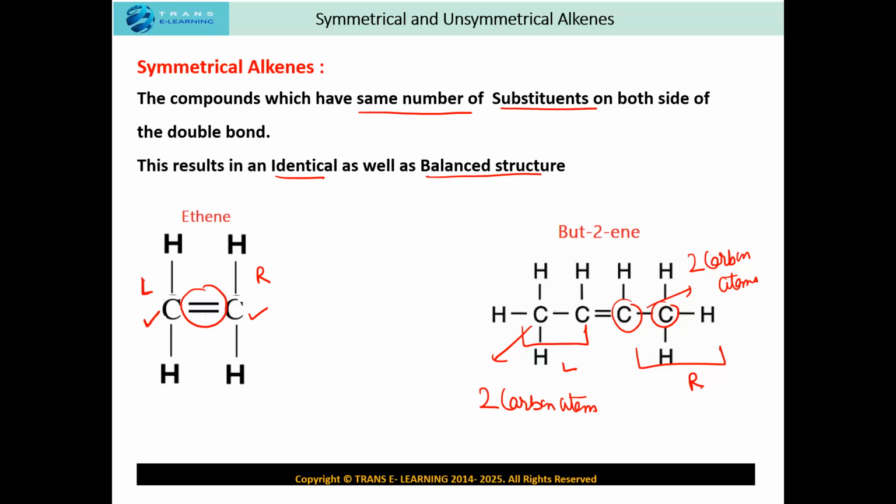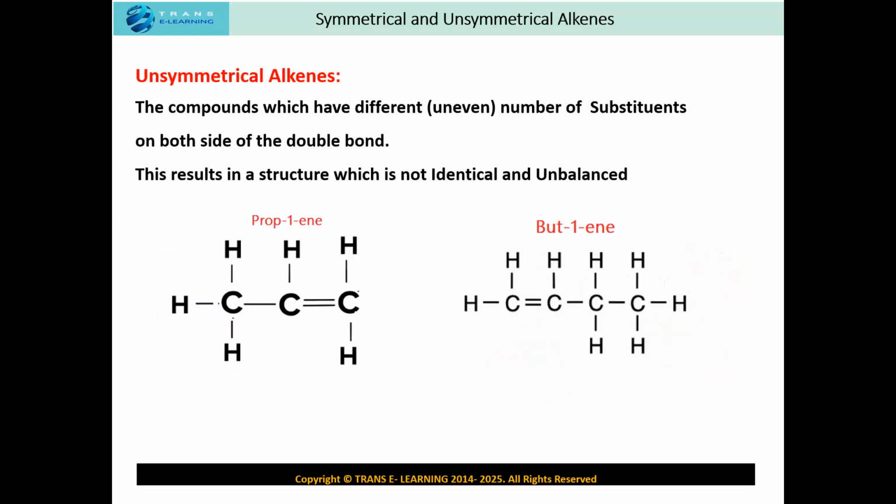Now let us understand the unsymmetrical alkenes: the compounds which have different or uneven numbers of substituents on both sides of the double bond. This results in a structure which is not identical and is unbalanced. You can see here this is the double bond, and if I consider this is the left hand side and this is the right hand side, there are uneven numbers of carbon atoms. On the right hand side we just have one carbon atom, and on the left hand side we have two carbon atoms.